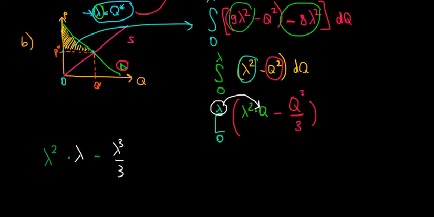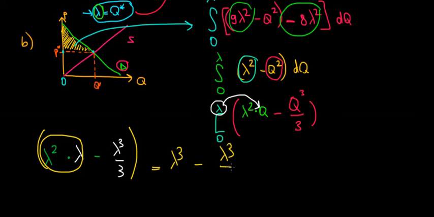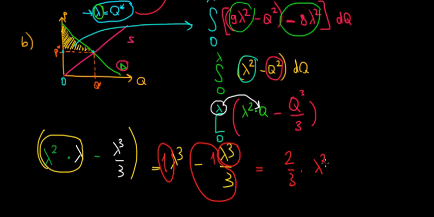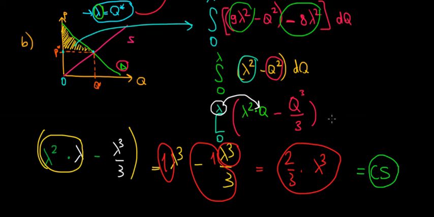Now, what do we have as a result over here? Lambda squared times lambda is just going to be lambda to the power of 3, minus lambda cubed over 3. So we're subtracting lambda cubed, but we have different coefficients. This is a coefficient of 1 minus 1 over 3. What is 1 minus 1 over 3? That's just 2 over 3 multiplied with lambda to the power of 3. And all of this is the area of the consumer surplus. So we calculated the consumer surplus with the integrals. In the next video, we'll calculate also the producer surplus.